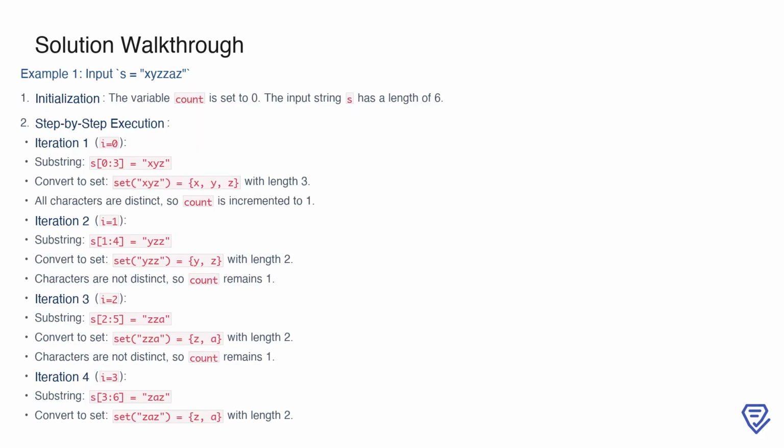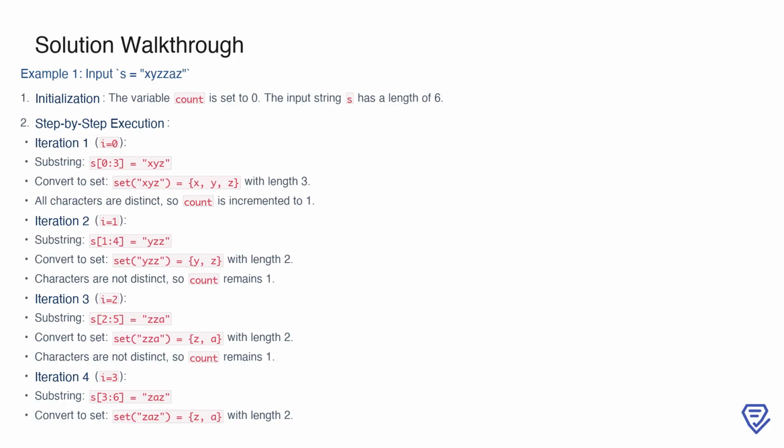To solve this problem, we begin by initializing a variable called count to 0. This variable will keep track of how many substrings meet the criteria of having distinct characters. For the first example, the input string is s equals xyzzaz, which has a length of 6. Using a for loop, we iterate over the string with a sliding window of size 3.